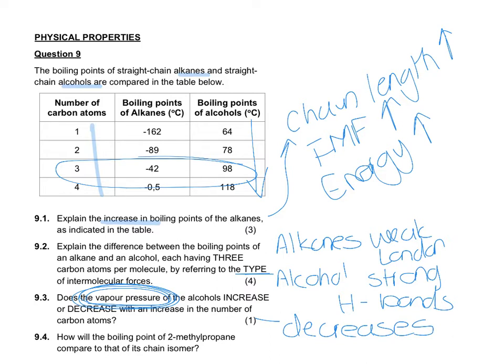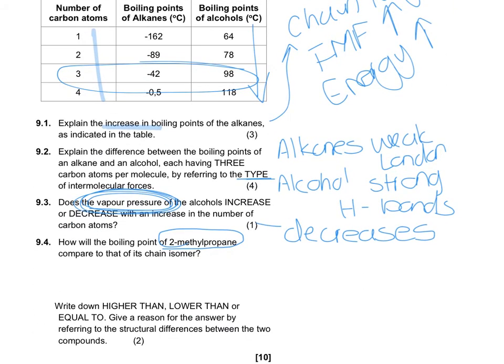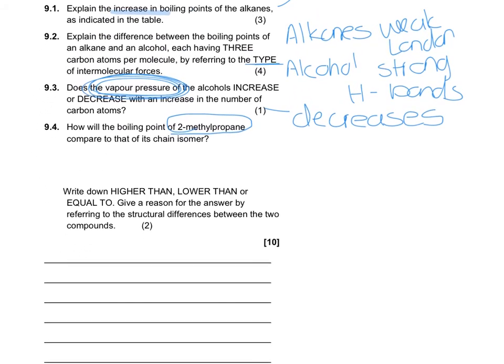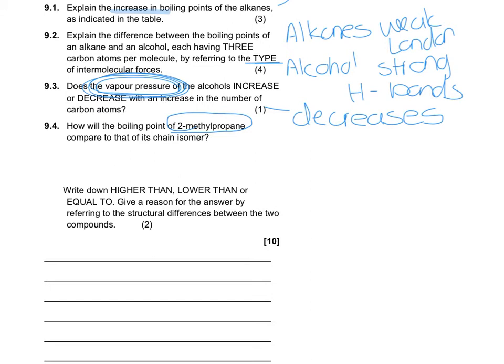Then they ask you, how will the boiling point of 2-methylpropane compare to that of its chain isomer? Okay, so this is very similar to question 8. And then they say to write down higher than, lower than, or equal to, and give a reason. First of all, when we draw out 2-methylpropane, it is this. In other words, the chain isomer is butane. It's a straight chain. Straight chains have higher boiling points than branches. So that means it's lower than.